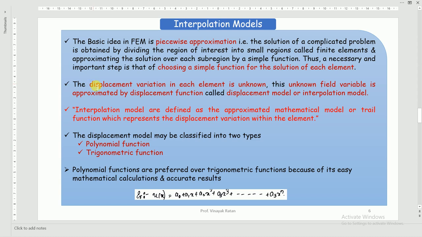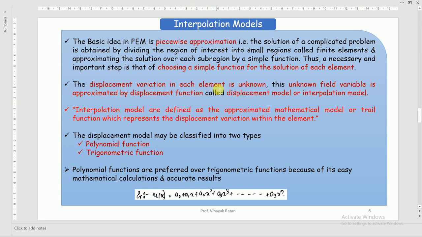now you have defined the equation for a given element. Suppose you are asked to find out the displacement anywhere in the element at a distance x in that element. You can find that easily. So there is a definition here. The displacement variation in each element is unknown. This unknown field variable is approximated by a displacement function called the displacement model or interpolation model. This expression in general is called a displacement model or interpolation model.